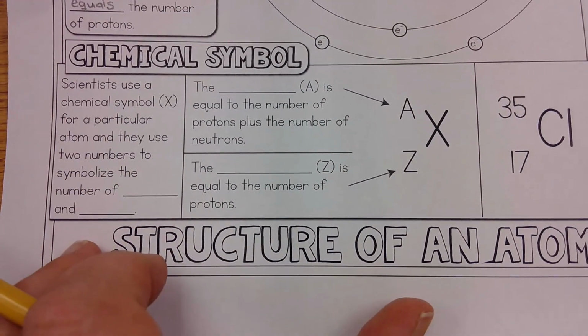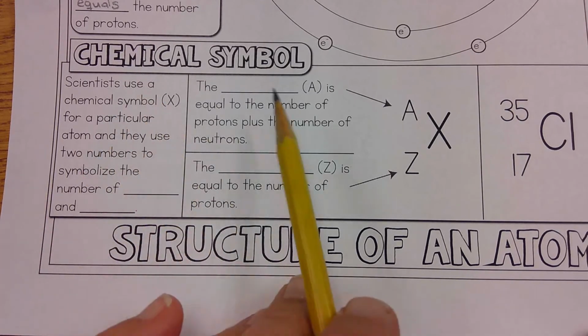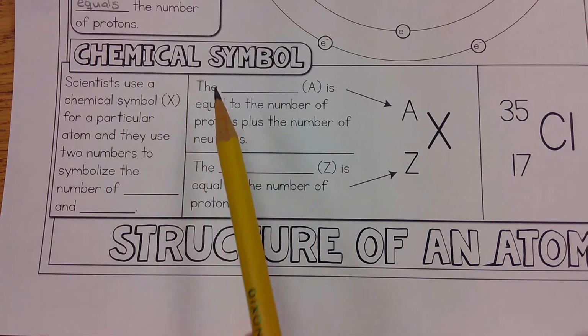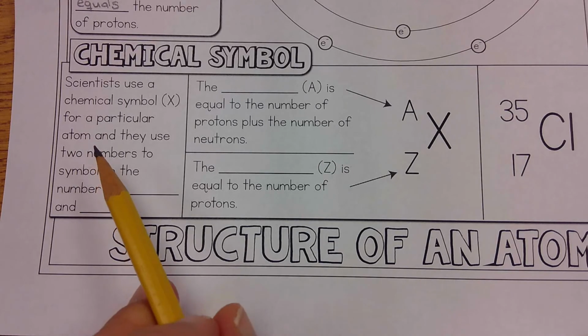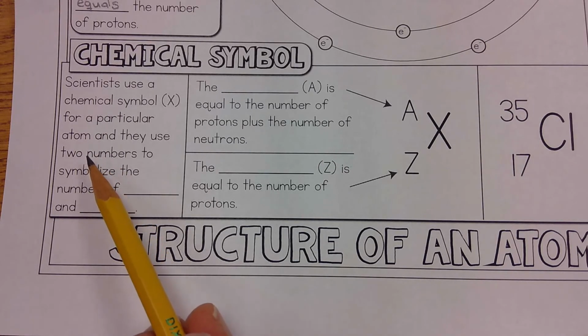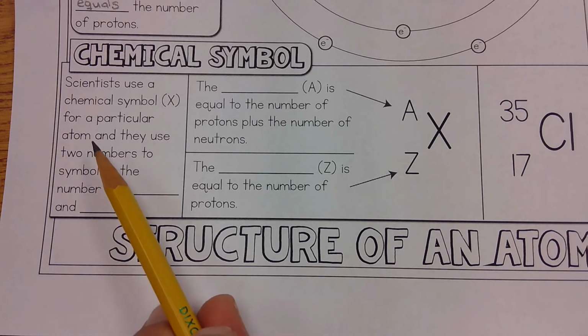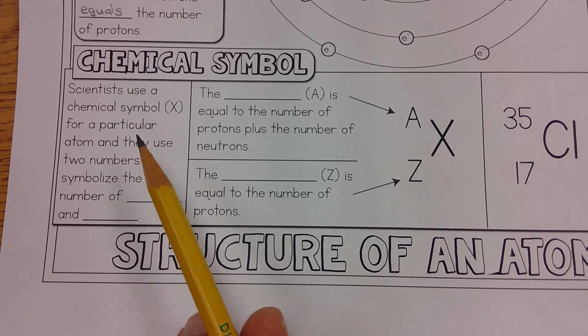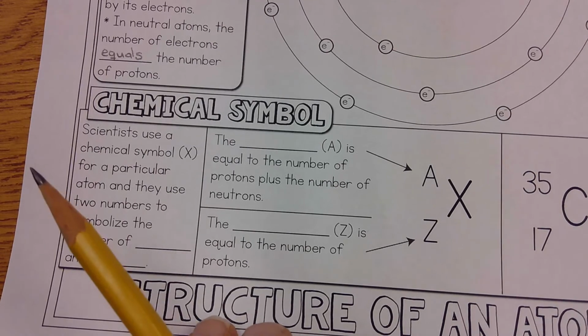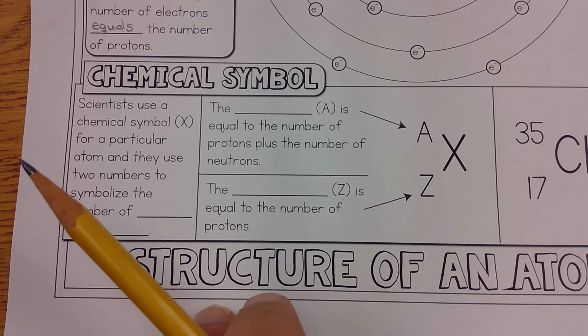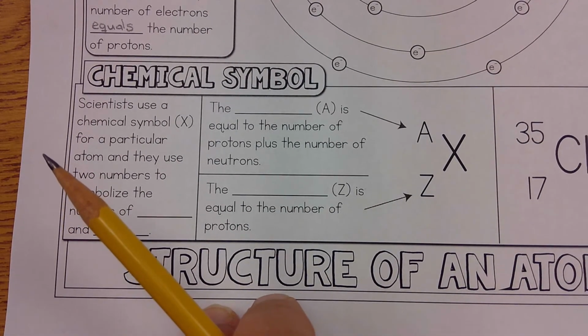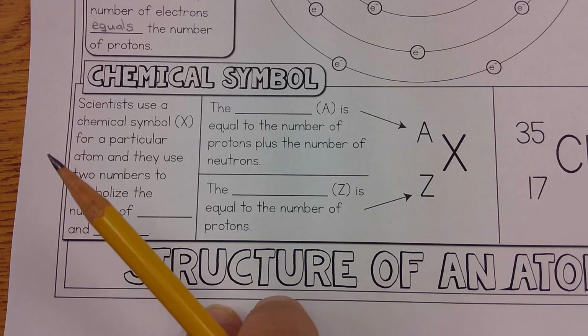The last thing we want to talk about is some chemical symbols. That's what you see on the periodic table. The chemical symbols are different for each particular atom. They have basically a letter or two letters that tell you what the atom is. Some of them you can tell by what they are. C is carbon, Ne is neon, As is arsenic.